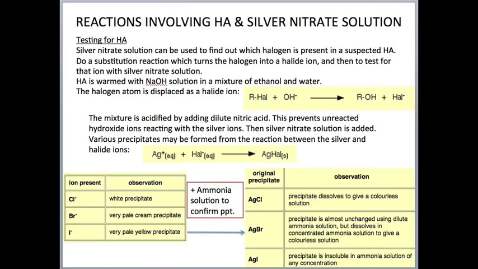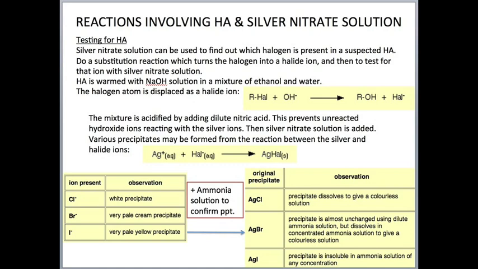Let's look at the reactions involving halogenoalkanes and silver nitrate solution. So we'll discuss how silver nitrate solution can be used as part of a test for halogenoalkanes and also as a means of measuring their relative reactivities. So how do we test for the halogenoalkane? Well, we use silver nitrate solution to find out which halogen is present in a suspected halogenoalkane.